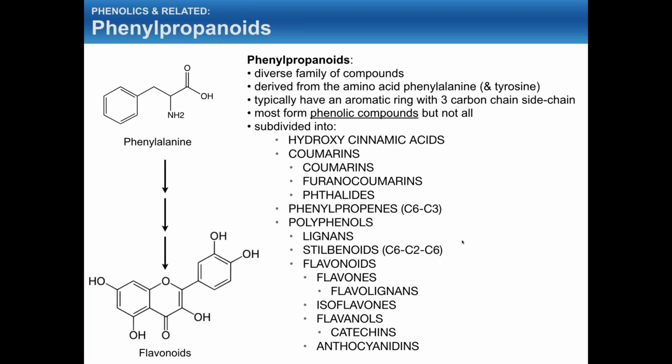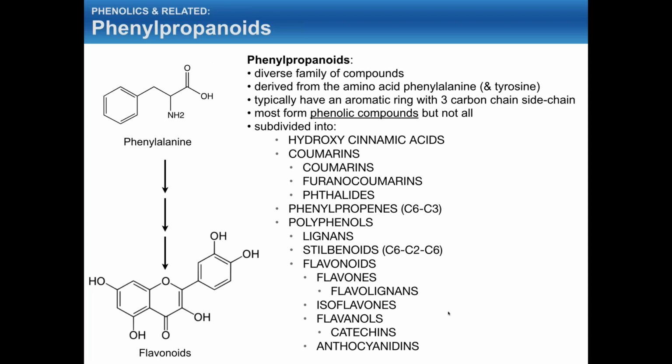And to break down the name, in chemistry, propane, like propane gas, is made up of three carbons, okay? That's the definition of propane. Phenyl is related to phenol, like phenolic. And so you basically have that aromatic ring, this little benzene ring here. Phenylalanine is an amino acid that has the phenyl group, not phenol, but phenyl, with this three carbon side chain. In this case, there's a carboxylic acid here, and there is an amine group. So this is an amino acid. Once you cleave off that amine group, you have a phenylpropanoid, okay?